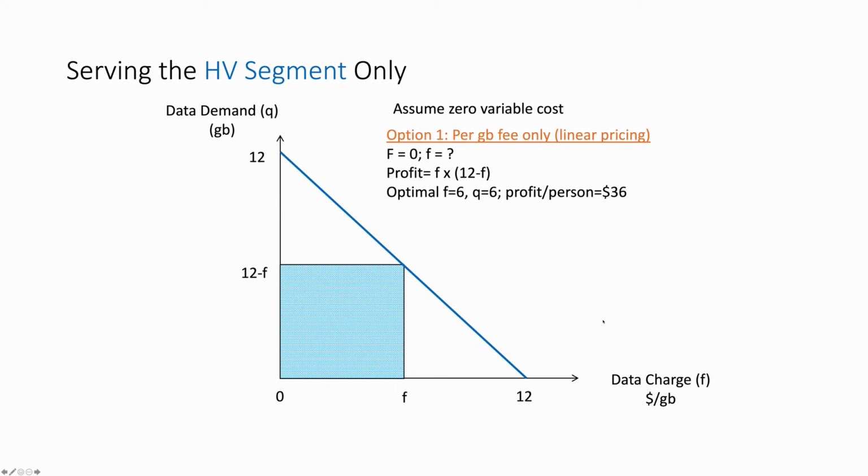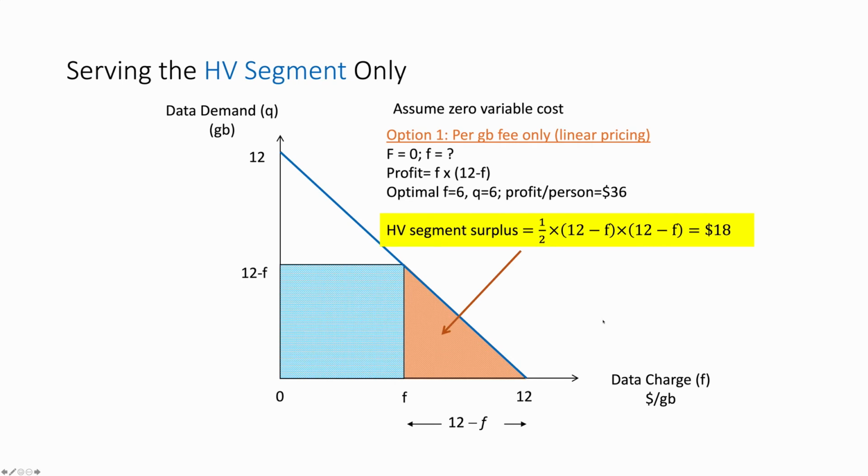So the profit per person is the high value segment surplus. And the size of this triangle is equal to half times the width of the triangle, 12 minus f, and the height of the triangle turns out to be 12 minus f as well. So the high value segment surplus is $18.